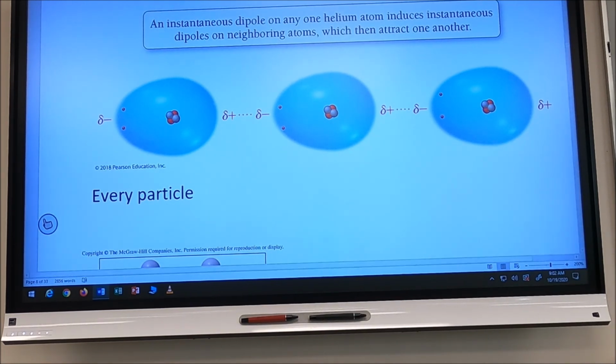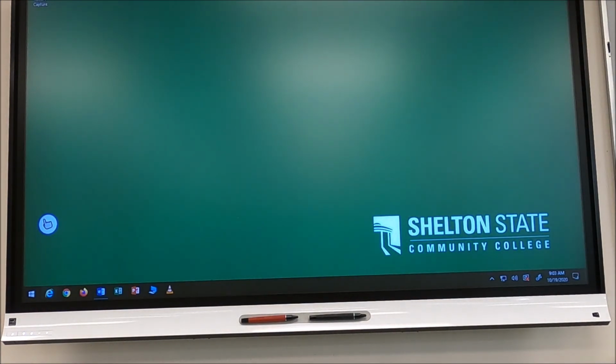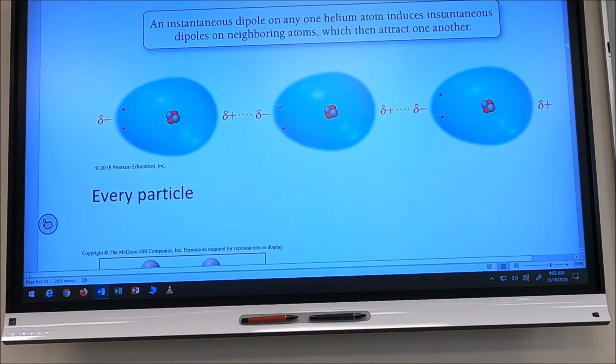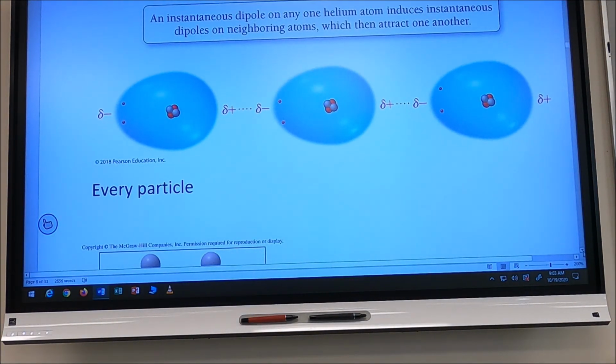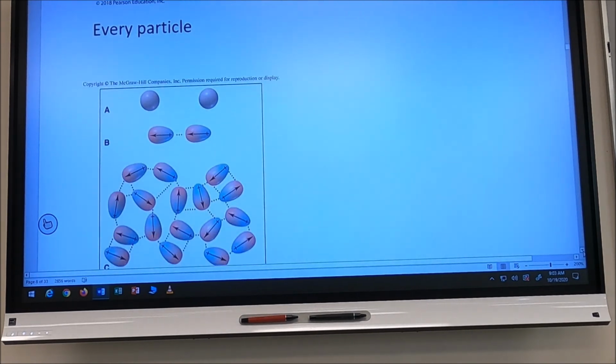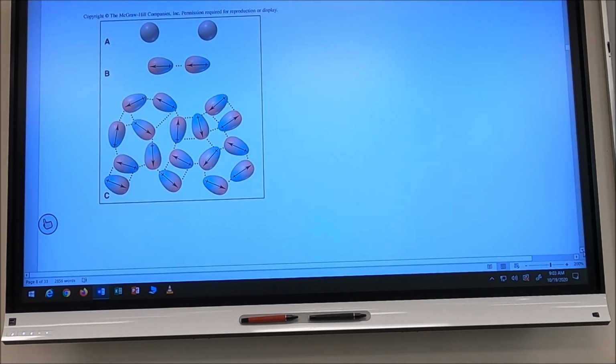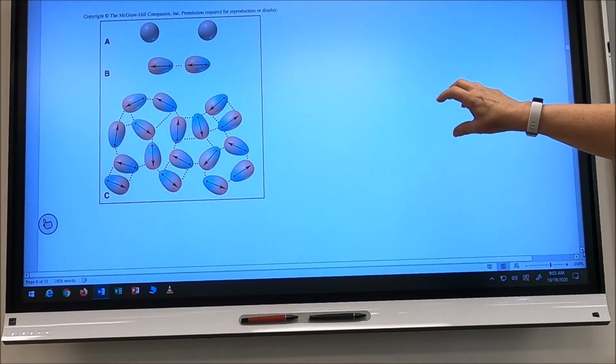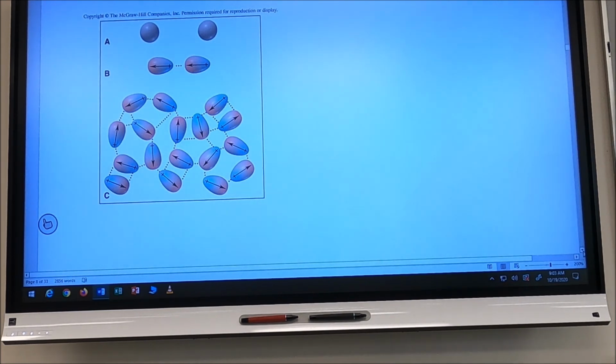Let me show you some other pictures here. Okay, so you can think about the particles starting out as spherical. They get that egg shape with a slightly negative and a slightly positive end, and then when they're in that egg shape, they're attracted to each other.